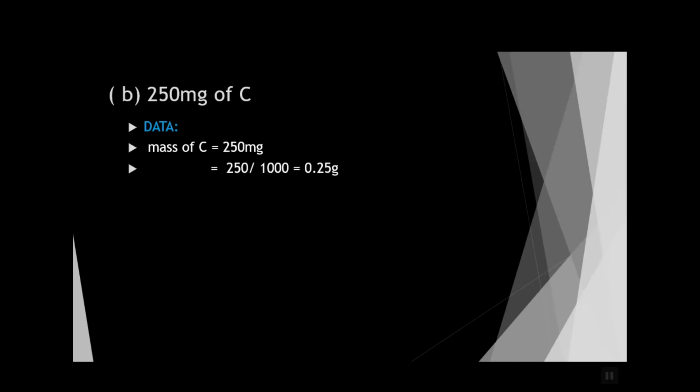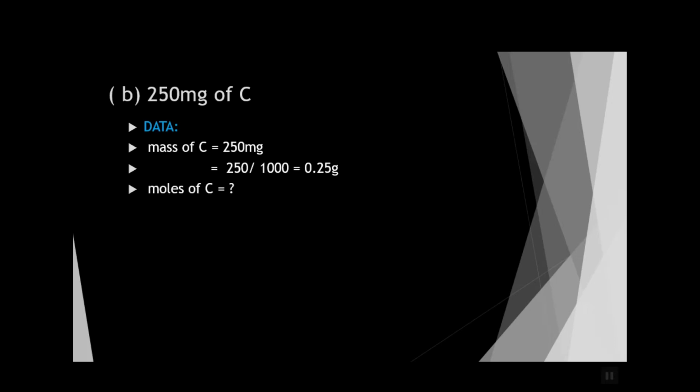Understood? Now B. 250 milligram of carbon. Our data is mass of carbon is 250 milligram. But students, here it is a milligram unit. Whenever we apply the formula of moles, moles is equal to mass in gram. So students, we have to convert this milligram into gram. So what should we do? Students, you already know, whenever we go from a small value to a large value, we always divide the value by 1,000. So when we divide 250 by 1,000, we get 0.25 gram. So our actual mass is 0.25 gram.